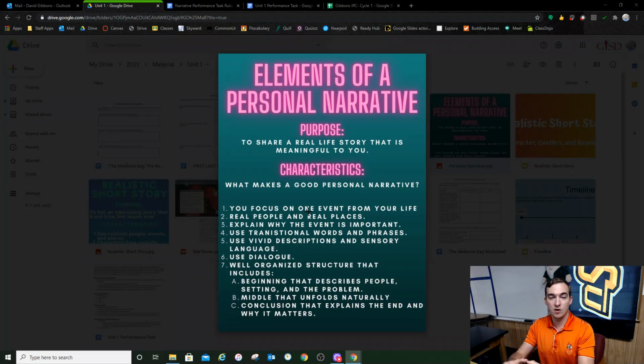Where is this occurring and who does it involve? You then need to have a middle that unfolds naturally. Okay, so don't go from the beginning and then all of a sudden be like, and then in the end I learned that love conquers all. No, don't do that. You need to have a middle. And then an end is your conclusion. You need to explain why it matters and kind of bring it all together.